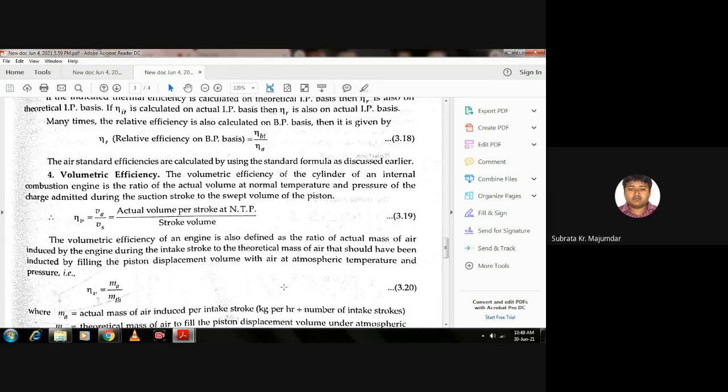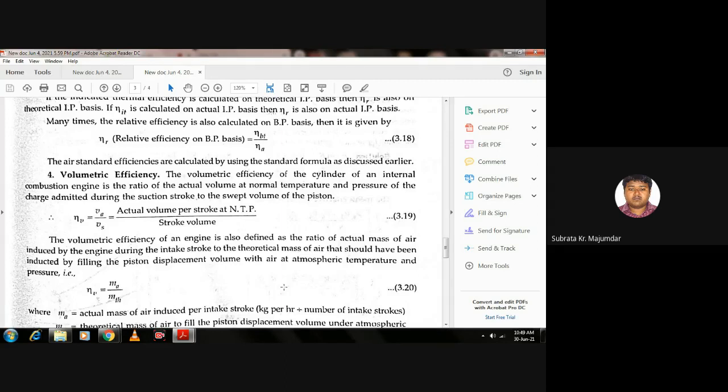So we can write down mathematically the volumetric efficiency, eta_V, equals actual volume per stroke at NTP divided by stroke volume, meaning V_A divided by V_S.